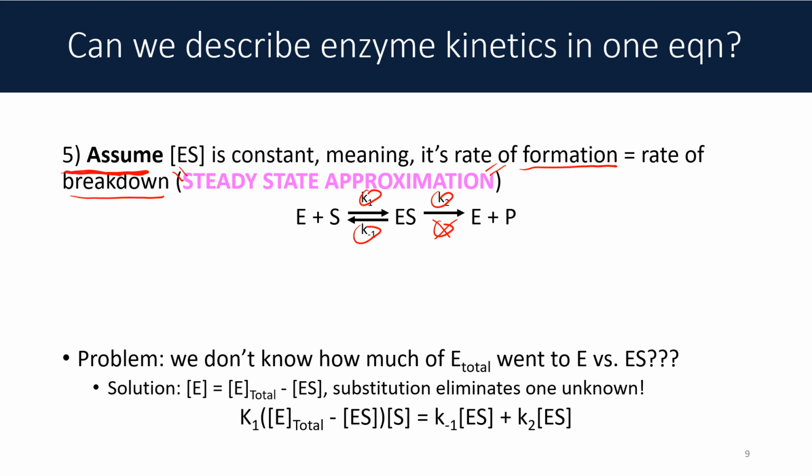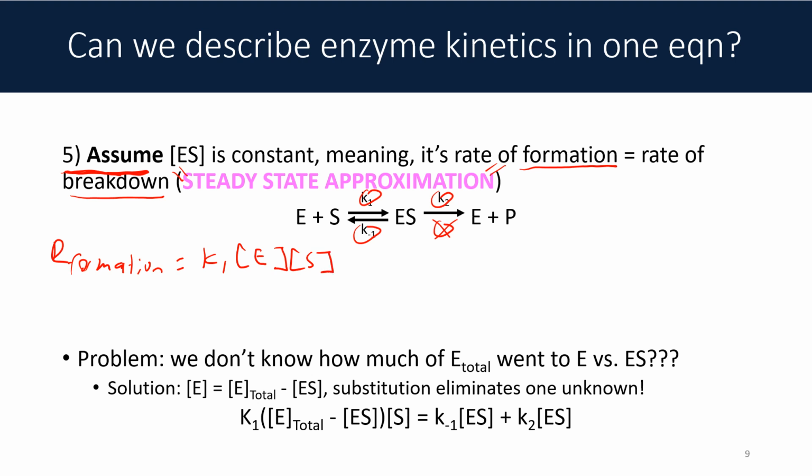And notice how it's in pink. If it's pink, it's important. And I even put it in all caps. This is a really big deal. And it implies a lot. Writing it out in terms of math, it means that the rate of formation equals K1 times the concentration of E times the concentration of S.